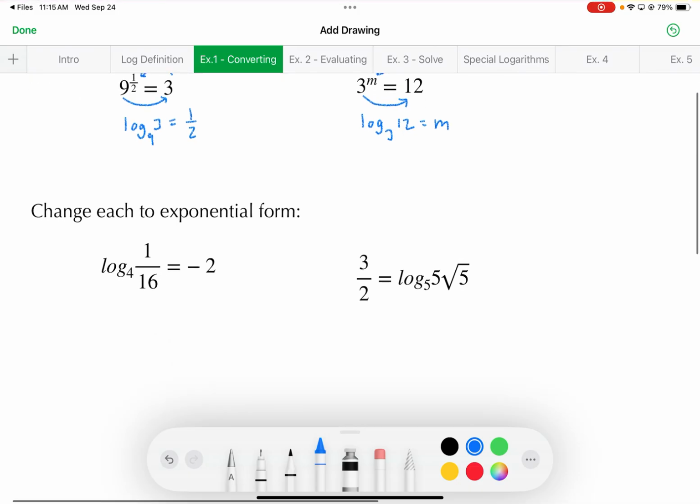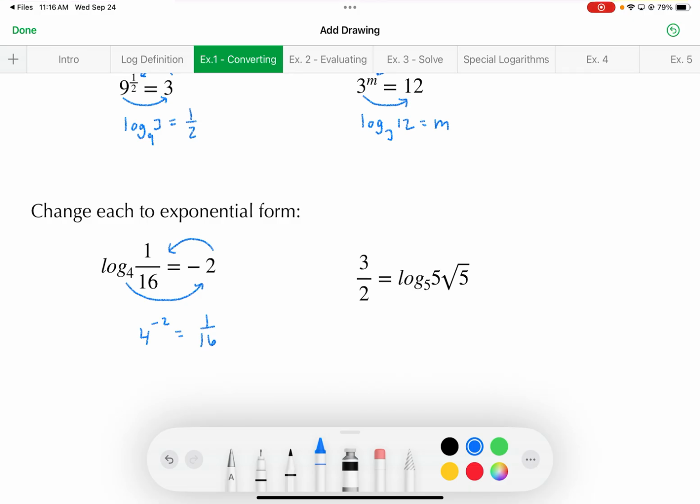Okay. Below, I go in the other direction. Log base 4 of 1/16 equals -2. Start at the base. What number is the base there? 4. Start at the base. Raise it to the power of -2 equals 1/16. Is that a true statement? Absolutely.